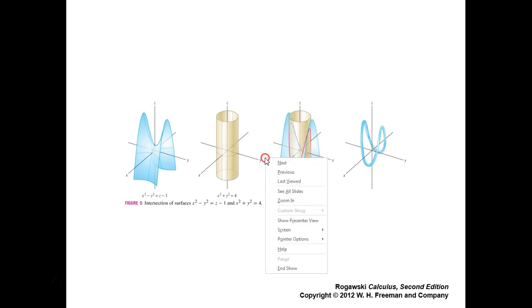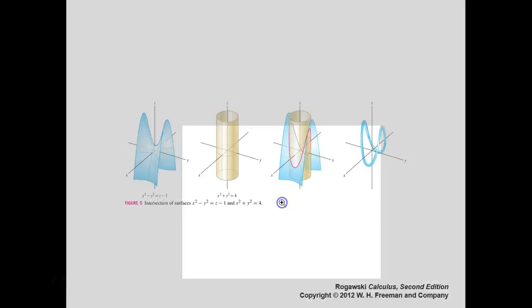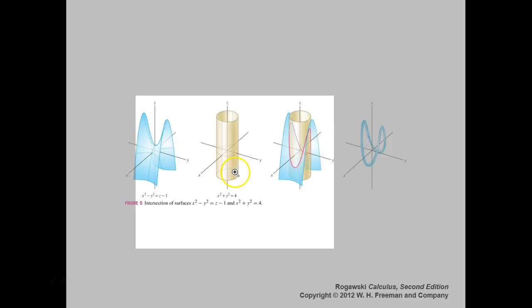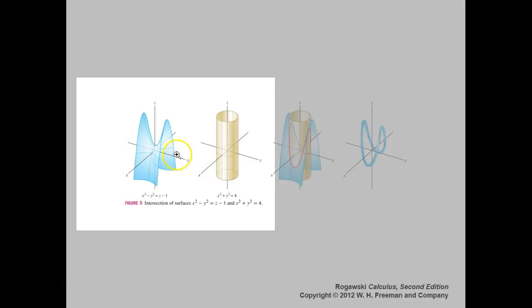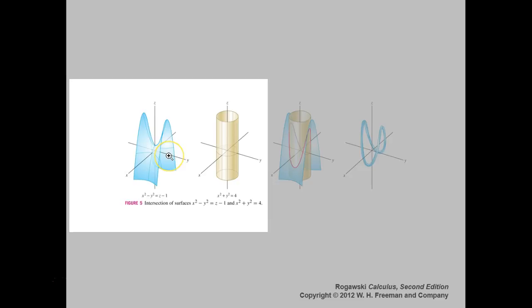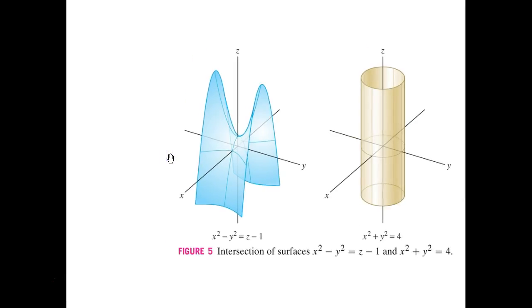Let me blow this up a little bit. We can't see it all at once, but let's see if we can see as much as possible. Okay, we'll start here. Parameterize the curve obtained by the intersection of the surfaces x squared minus y squared is equal to z minus 1. That's this.